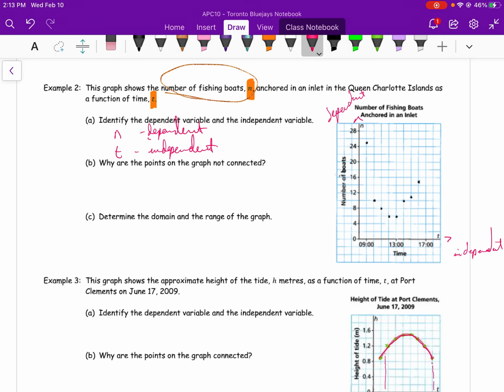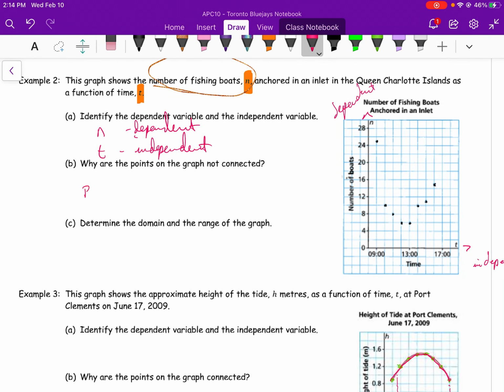So in this problem, why are the points of the graph not connected? Because the points are discrete. And what I mean by that, we have discrete data. That is, somebody is going out there and reading how many boats there are at 9 o'clock, and then they go out and read it at 10 o'clock. How many boats are there at 9:31? Well, nobody knows because nobody took the observation. Discrete means it happens at one time or a specific number.